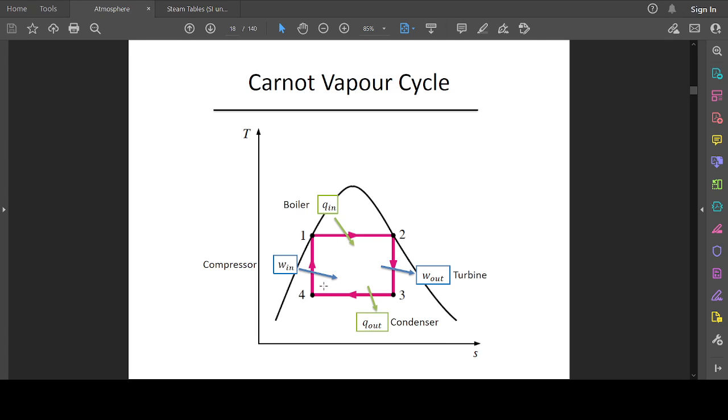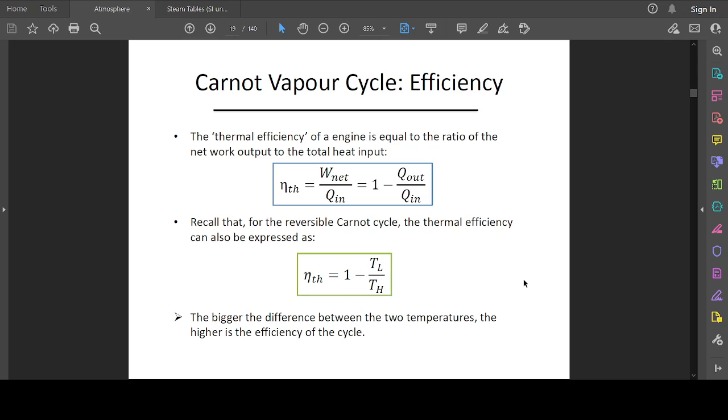So the work done by the pump, which is a positive work, to get the fluid to the boiling pressure at the boiler, to pump it back to the boiler, is given here on this region. Okay, this is very important because when we do the calculations, you will understand what we mean by this definition of the different stages within the cycle. So the thermal efficiency of an engine is equal to the ratio of the net work output to the total heat input. So as we've already defined this.